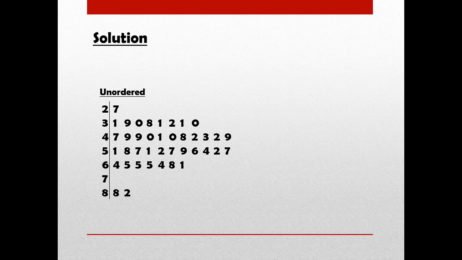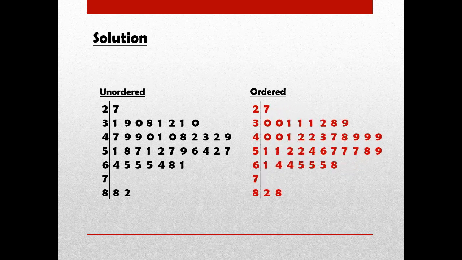But remember, our question was to create the ordered stem and leaf plot. So the ordered version, we're going to rearrange those leaves to put them in numerical order. So we're going to have 2 followed by 7. The stem of 3 has 0, 0, 1, 1, 1, 2, 8, 9.